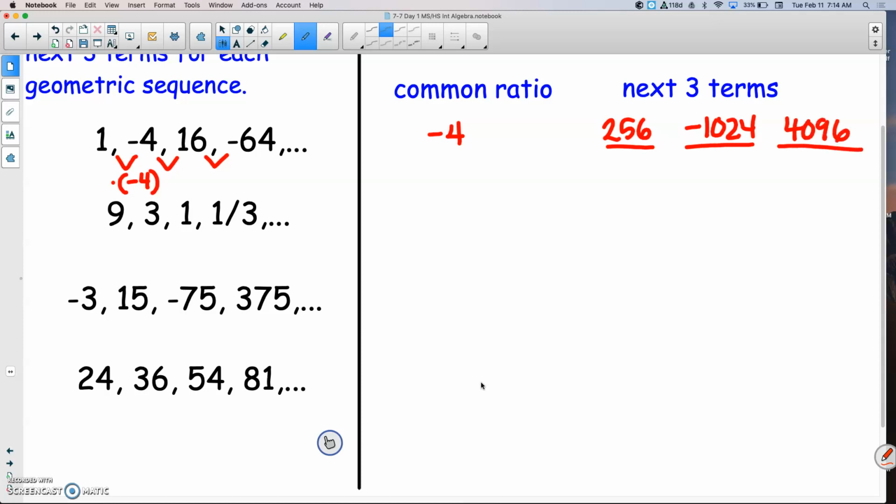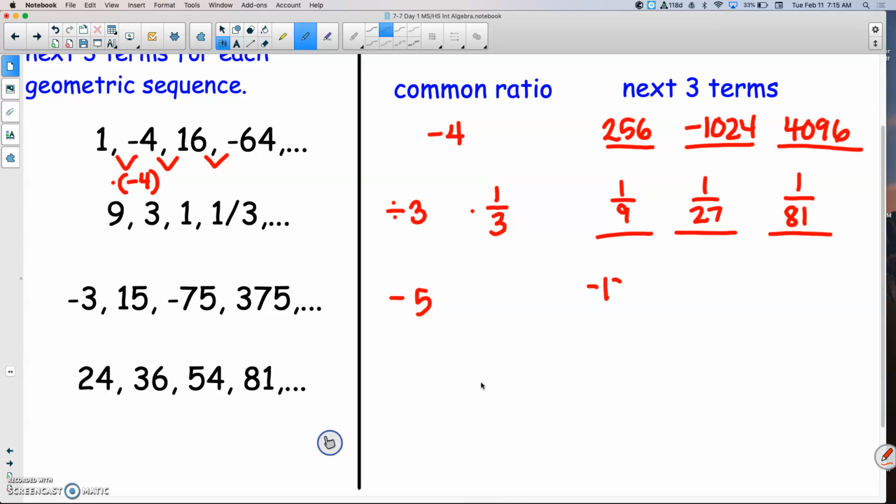All right, next one has a division pattern. It's divided by 3. If you're dividing something by 3, that is the same as multiplying by the reciprocal. So the common ratio is multiplied by 1/3. So 1/3 times 1/3 would be 1/9. Multiply by 1/3 again, and I get 1/27. And then multiply by 1/3 again, and I get 1/81. Okay, my next one, multiply by -5. So 375 times -5 is -1875.